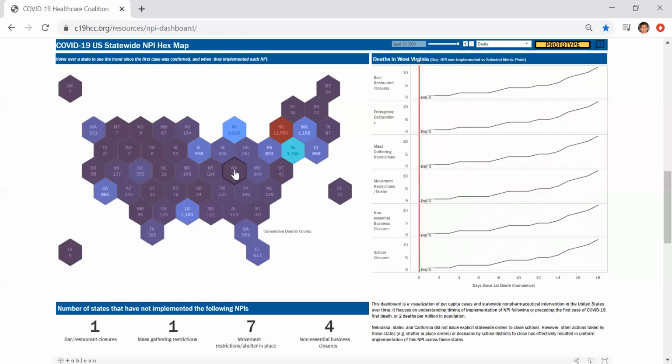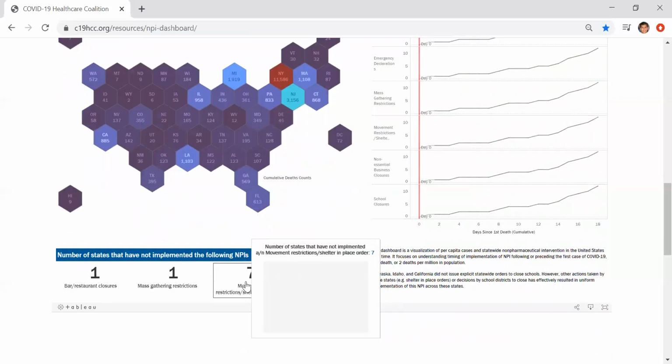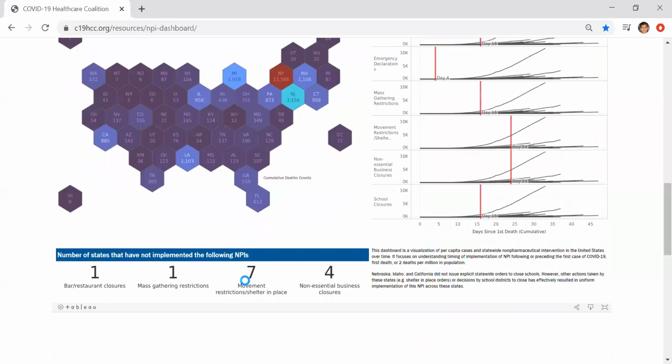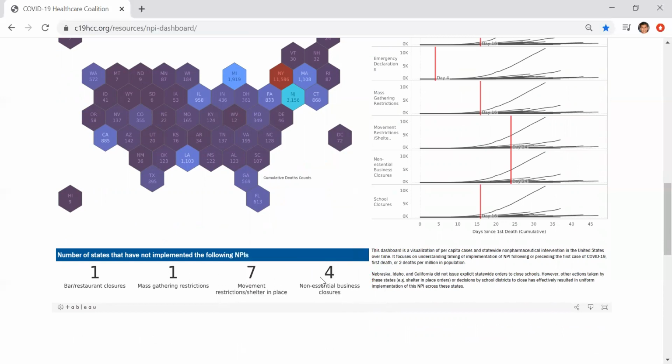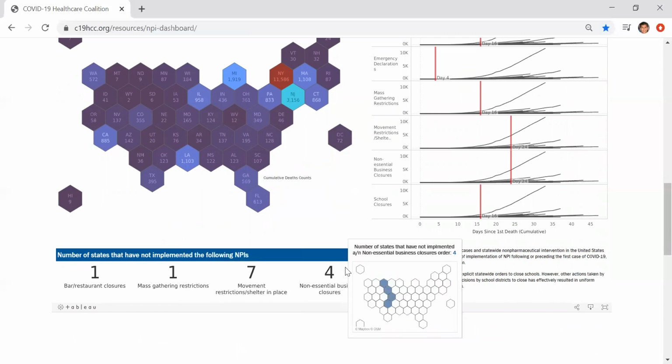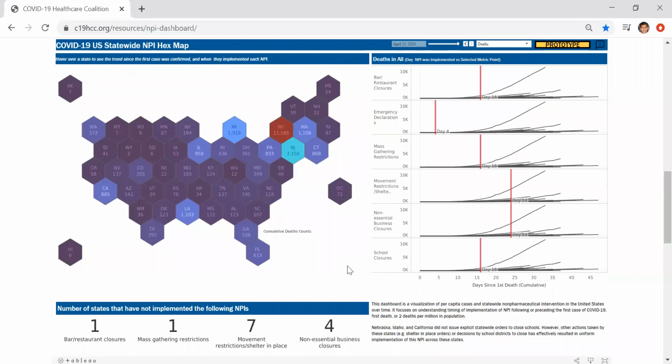their epidemiological curve. Below, we can also see that as we hover over these particular numbers, we can easily see which states have yet to implement particular NPIs or which states have decided not to implement particular NPIs. Again, this gives us a means of comparing states and understanding what their current status is with respect to the disease and the NPIs that they implemented.